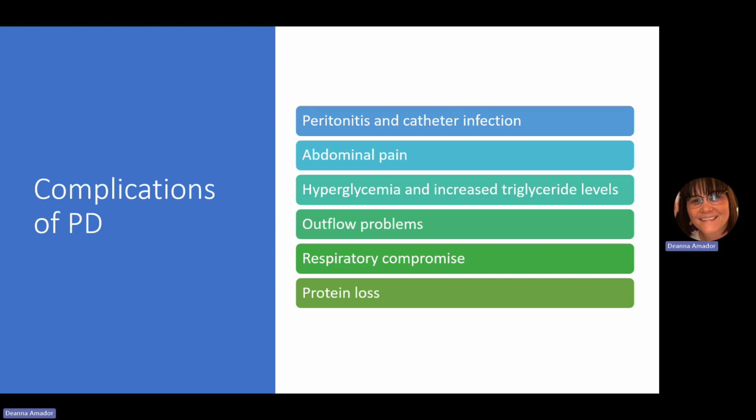Hyperglycemia is from the glucose in the dialysate being absorbed into the bloodstream. Abdominal pain and distension can occur.